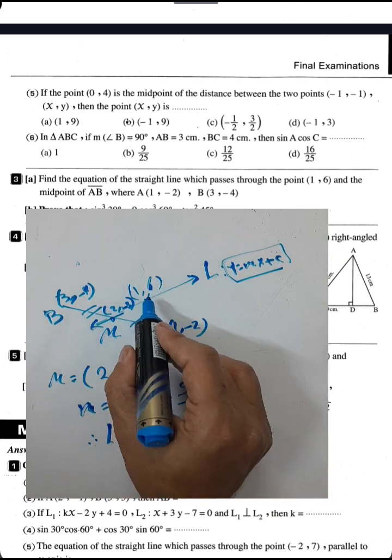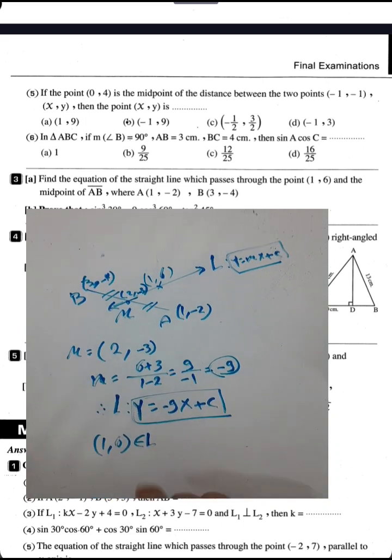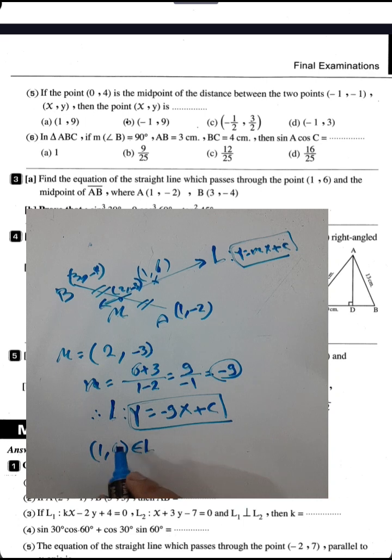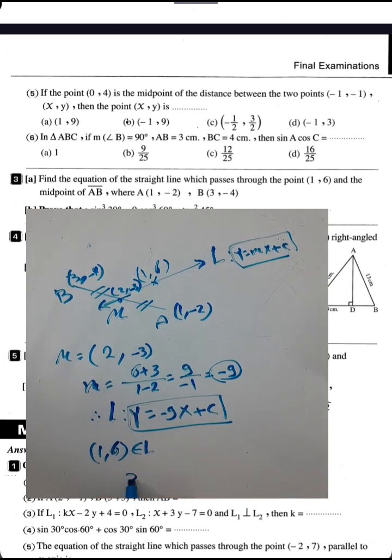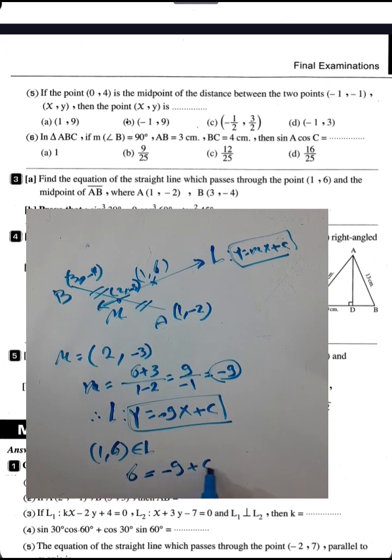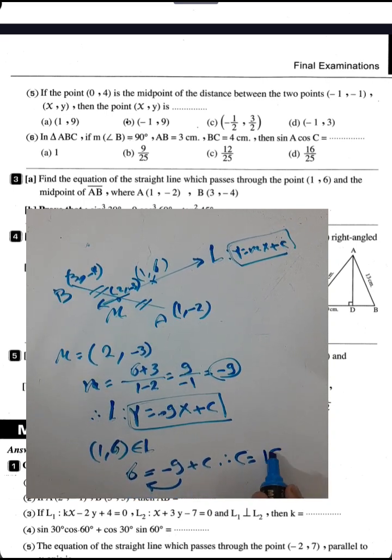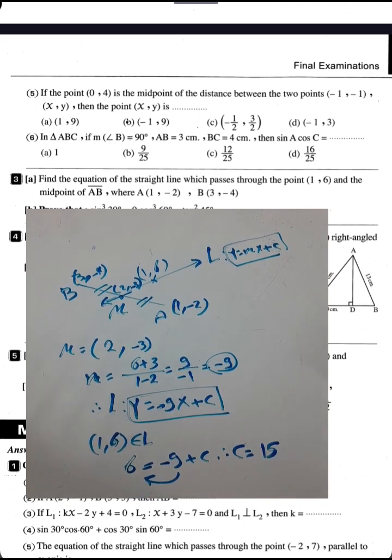We have the point (1, 6) lying on the straight line L. Then this point will satisfy this equation. You can put y equals 6 and x equals 1: 6 equals 1 times -9 plus the constant. Then the constant will be 6 plus 9, which is 15. Then the equation will be what?